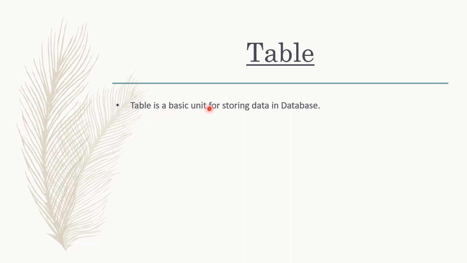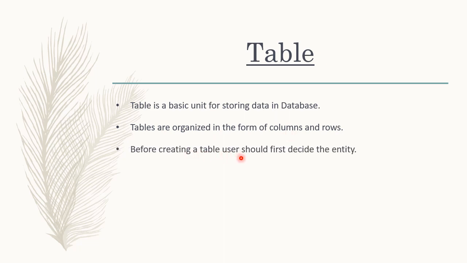Which is the basic unit in database? Table. Tables are organized in the form of columns and rows. In which form you are organizing table? Table हमेशा कैसे होता है? Columns and rows में. Then, before creating a table, user should first decide the entity. So, before creating the table, user should decide what? Entity. Entity means what name you want to give to the table. Okay. If you want to create student table, then you want to decide what entity you want for your database. Then, next, entity is any real world object about which data is to be stored. जिसके बारे में हम लोग डेटा स्टोर, जिसका डेटा हम लोग स्टोर करने वाले हैं. For example, student data. If you want to store the data of student, then your entity is what?